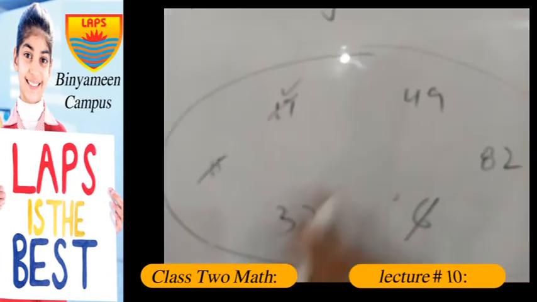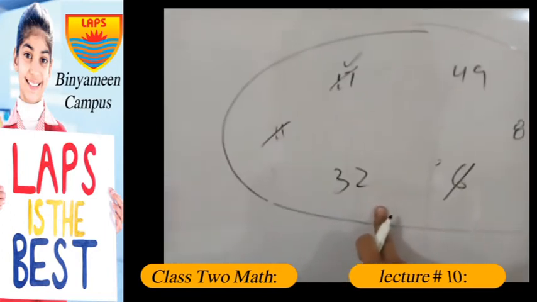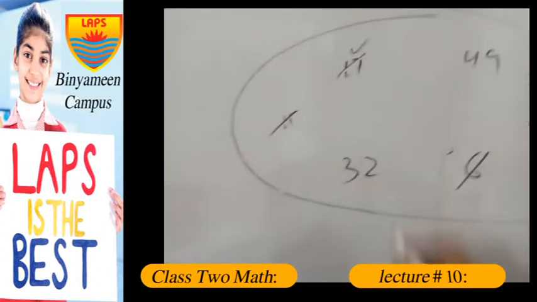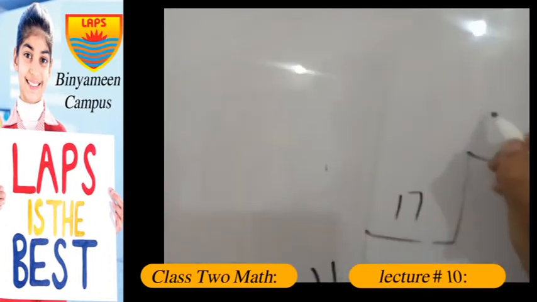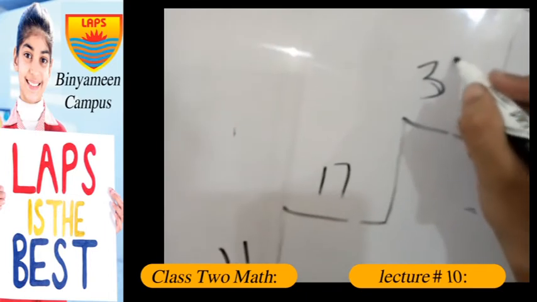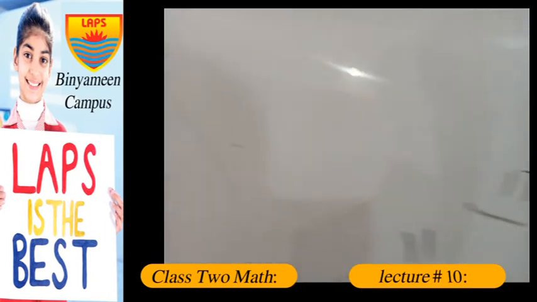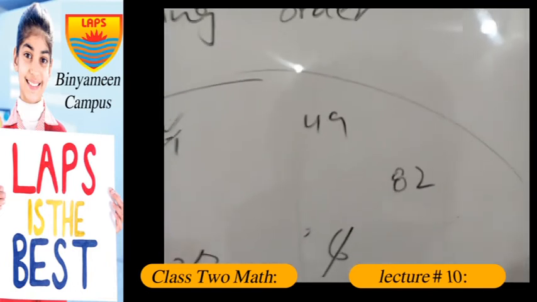The first number is 3, 4 and 8, so 32 has the smallest number, so we have to write 32 in the fourth place, climbing from the very first step. 32, sorry. So we have only 2 numbers left, 49 and 82.